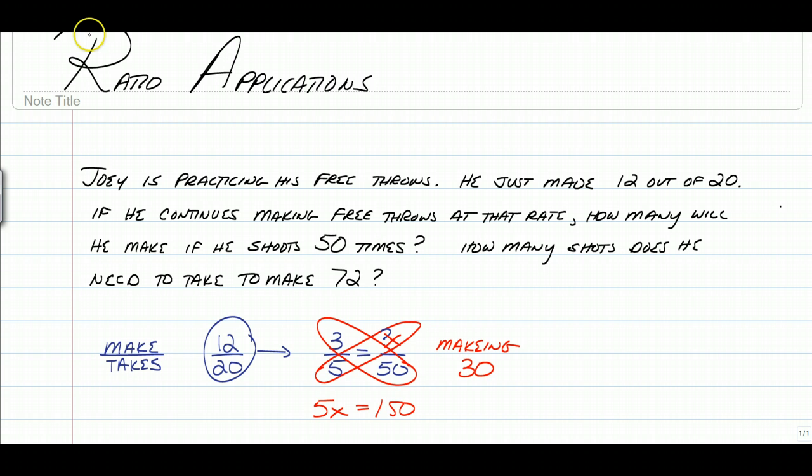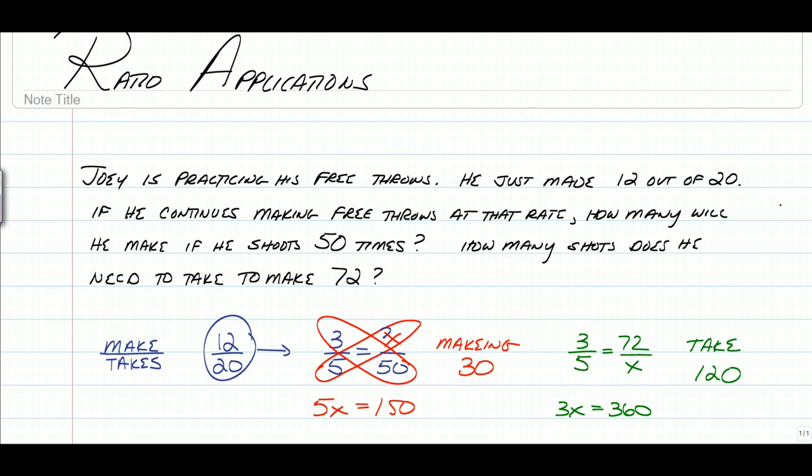So part 2 of this question said, how many shots would he need to take if he wanted to make 72? So now how many we take is the unknown. We still have the same ratio, 3 over 5. But this time he's going to make 72. How many does he need to take before that will happen if he continues at the same rate? Then you would just cross multiply again, and you would have 3x is equal to 360. Divide both sides by 3, and he needs to take 120 shots. All right, so that's an example of how you apply ratios to a word problem.